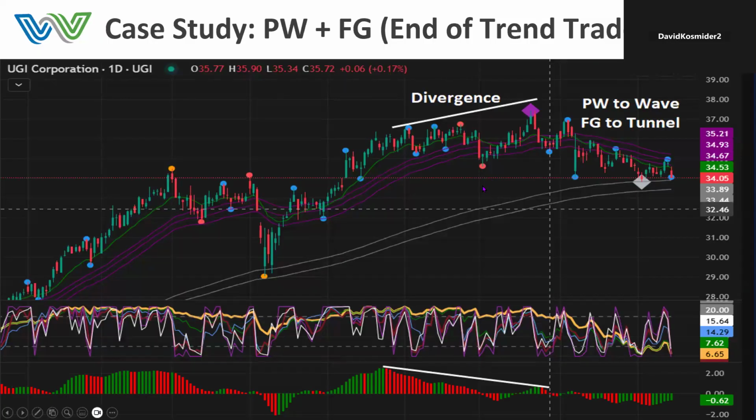This is a PW fill the gap trade, end of trend trade. And what happens at the end of the trend? We typically have divergence, and I use the awesome oscillator for that. So divergence is when price makes a higher high and the awesome oscillator makes a lower high. The market is running out of steam. Okay, it's losing momentum. And this is just another eye-opener to say, okay, maybe the market is running out of steam and we are going to have this PW fill the gap trade.